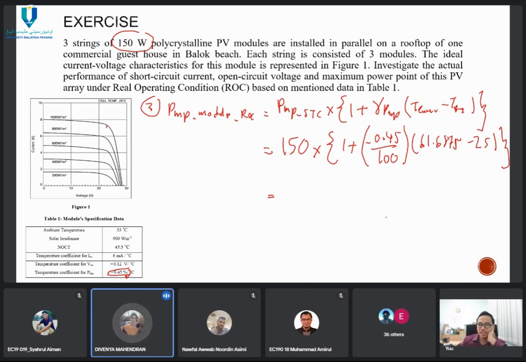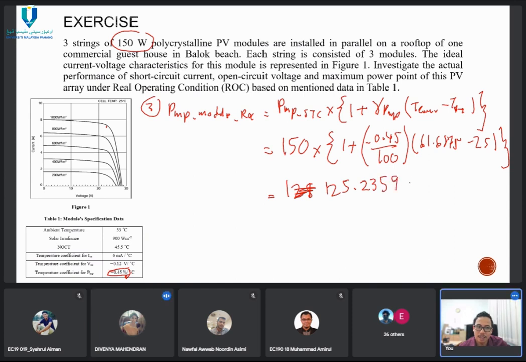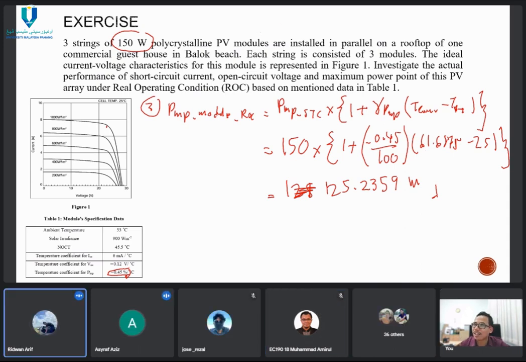Yes, sir. Okay, the answer is 125.2359. Can somebody verify it? Ashraf Aziz? Same. Correct. Okay, as usual, it's not finalized yet, so we have to solve it.